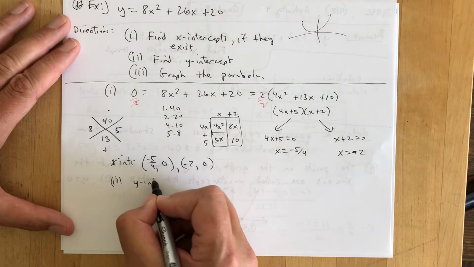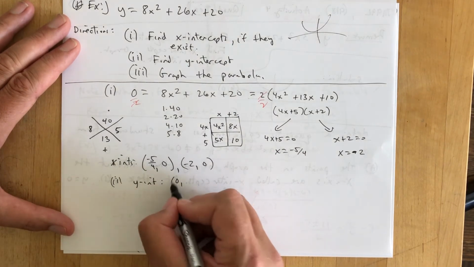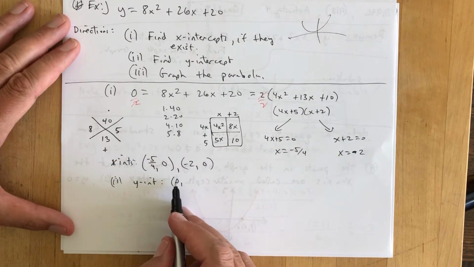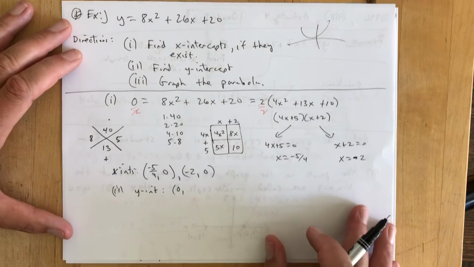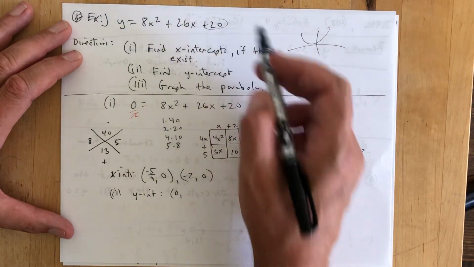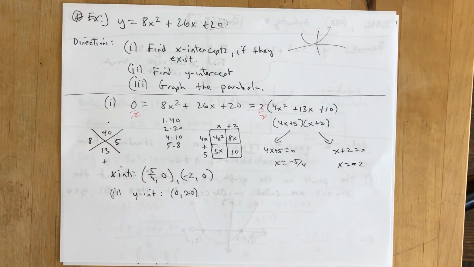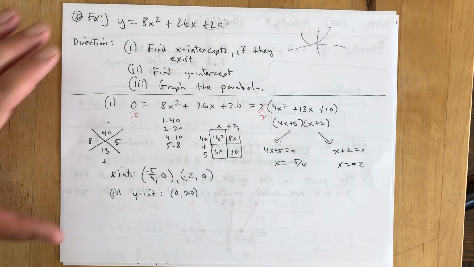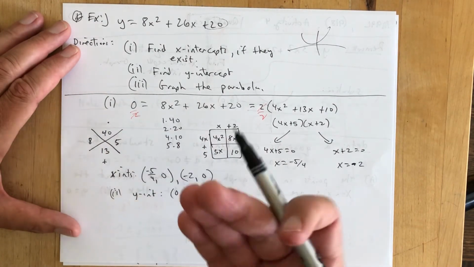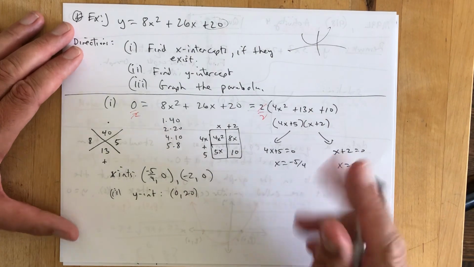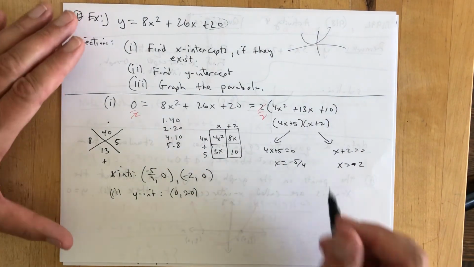2, what's the y-intercept? That's the place on the graph where x equals 0. And again, you just pluck off the c here, so it's 0, comma 20. All right, and since the 8 is positive, it's going to open up. We dealt with that before, and I think it's pretty easy to remember.